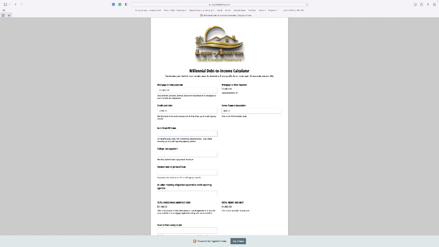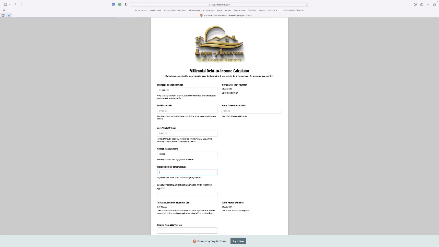If you have any auto, boat, RV, motorcycle loans, any type of loans that are secured, and those loans will report to a credit reporting agency, put in that amount. We're going to put in $300 here. We're going to put in, for college loans, 0. Hopefully you don't have any. If you do, put in the minimum amount that you're required to pay.